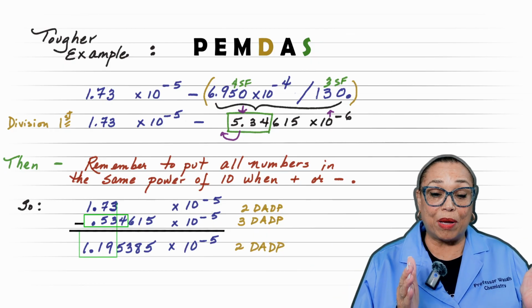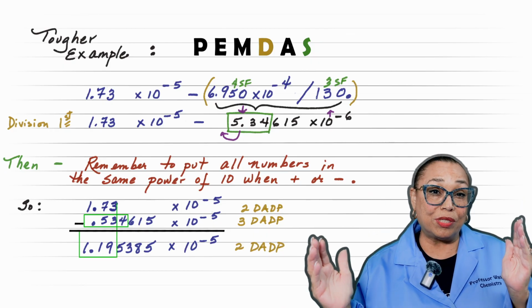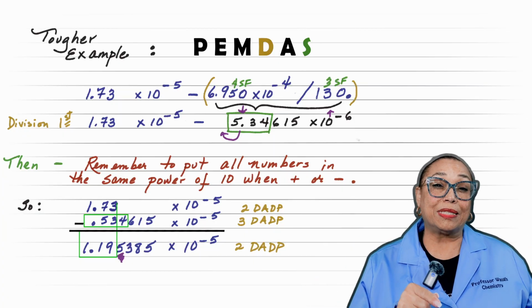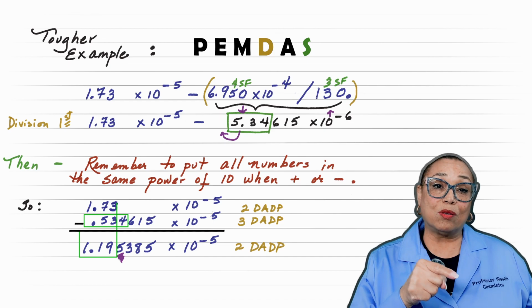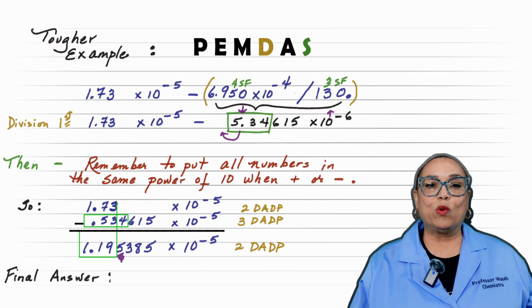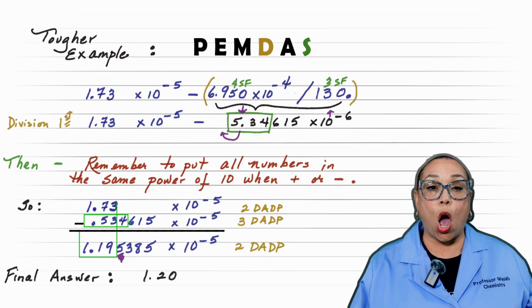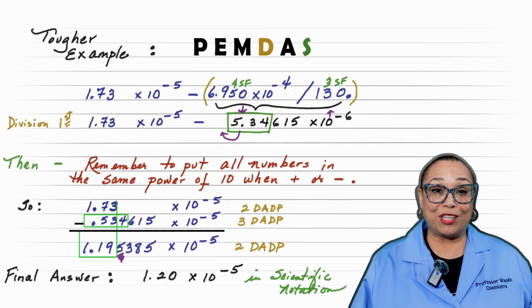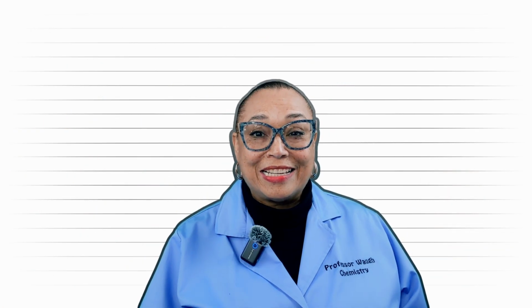But I look inside my box. I see outside the box it's a 5, which means the 9 has to round up to 10, which bounces the 1 from the 10 over to the 1. So now I end up with 1.20 times 10 to the minus 5. And that's in scientific notation already. Okay? Thank you for attending class.